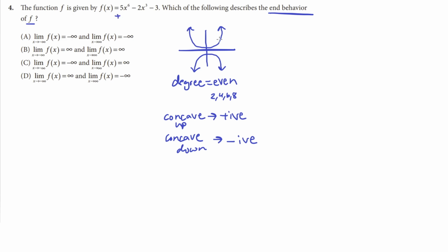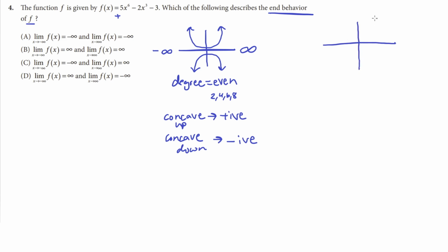So that means we have a concave up function here, which means as x approaches negative infinity, the graph of f of x approaches positive infinity, and it approaches positive infinity when x goes to positive infinity. If it was a negative 5, then we would have a concave down function, and it would approach negative infinity down here. So that's for when the degree is even.